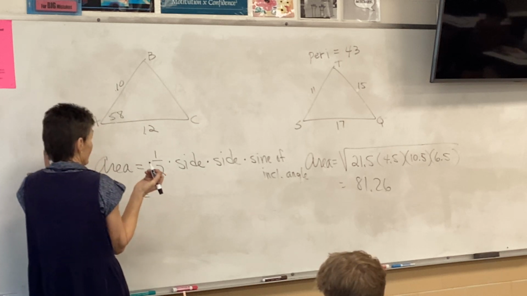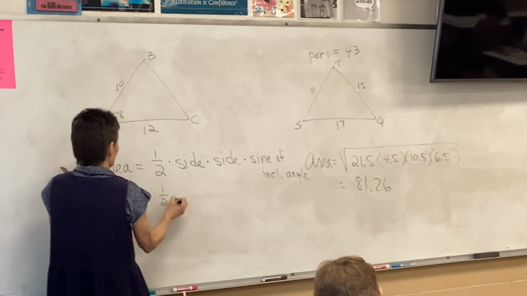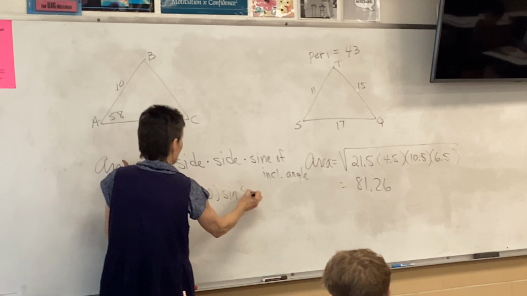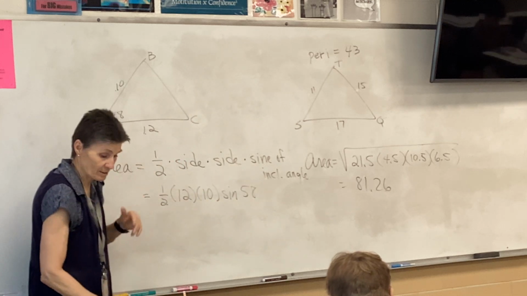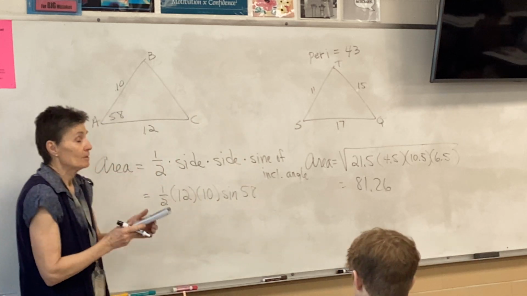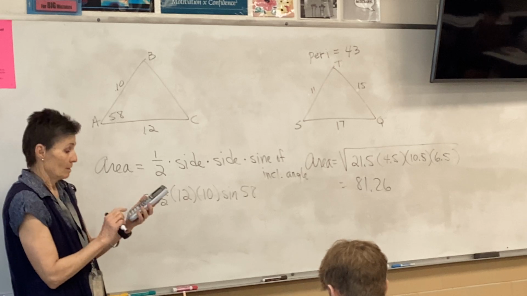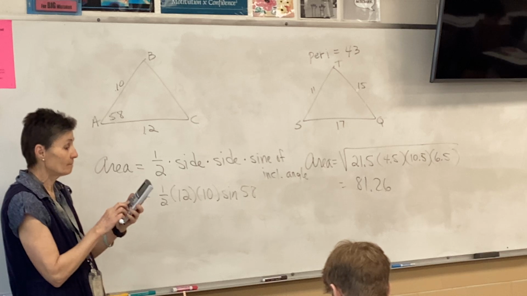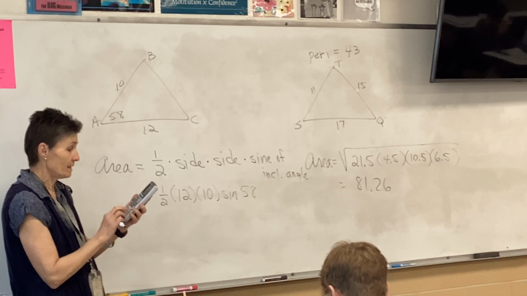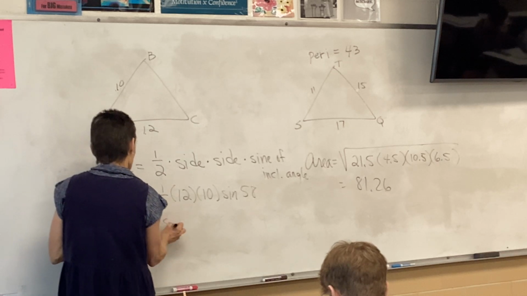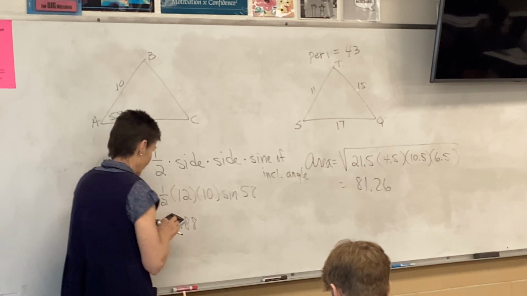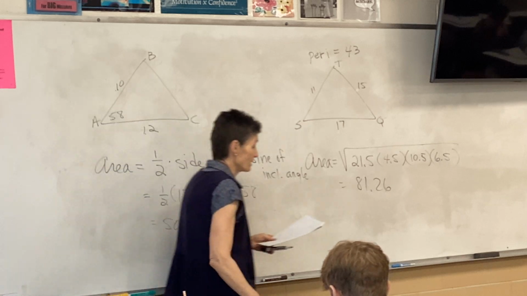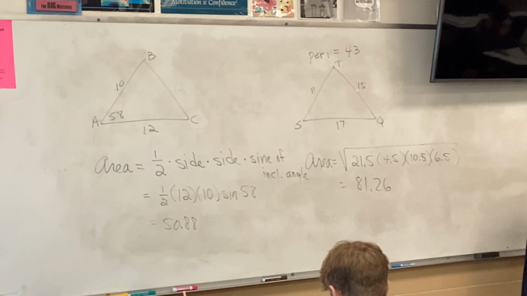So there's really no work to do. I just take 1/2 times 12 times 10 times sine 58. That's all there is to it, you guys. You don't have to do any work. 1/2 times 12 times 10 times sine 58, and that area is 50.88. Wow. It just doesn't get any easier than that.